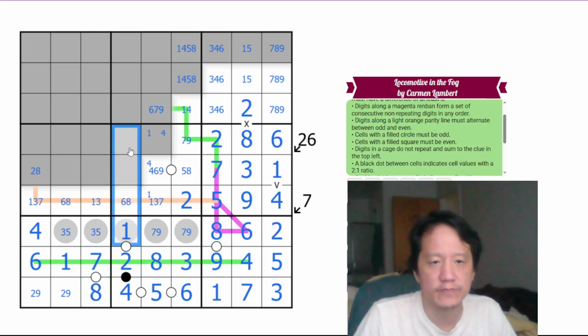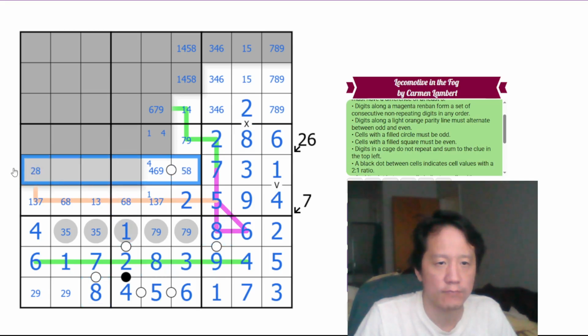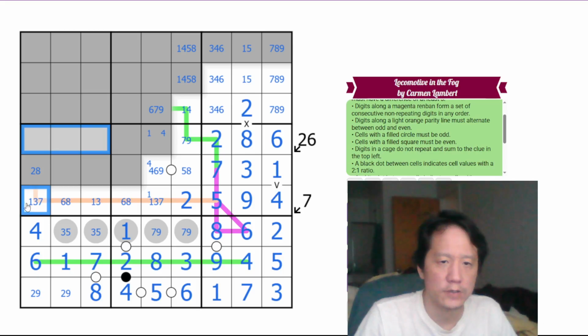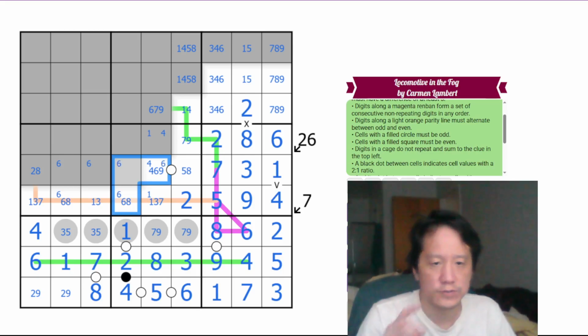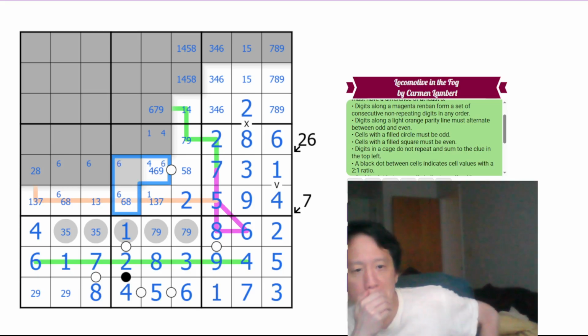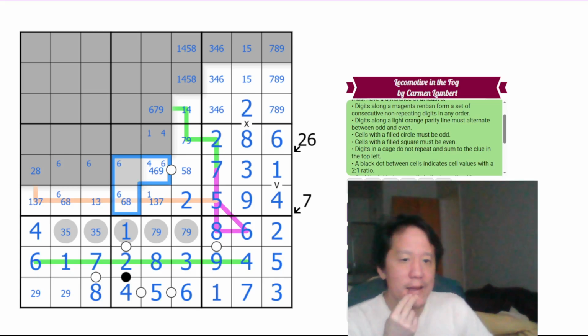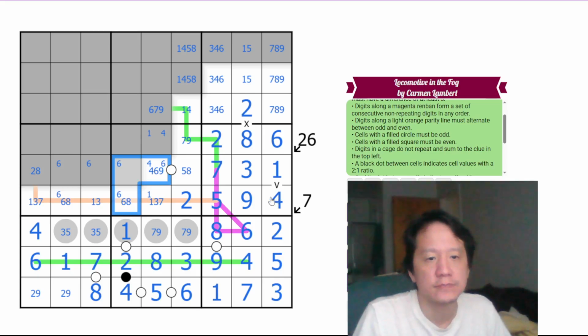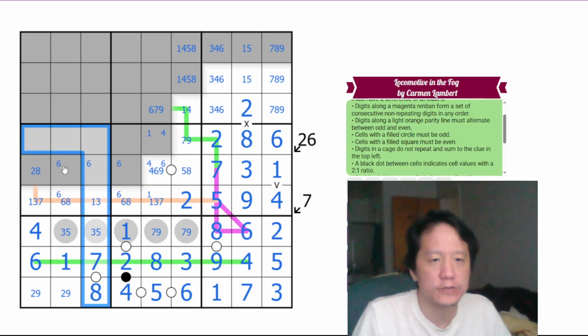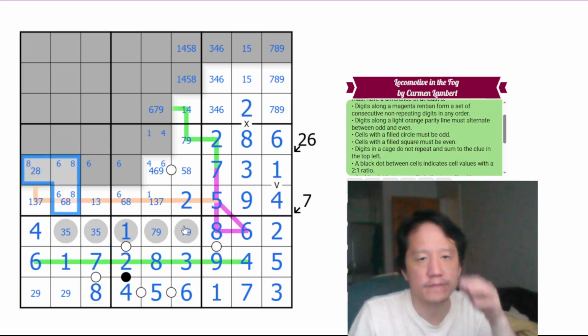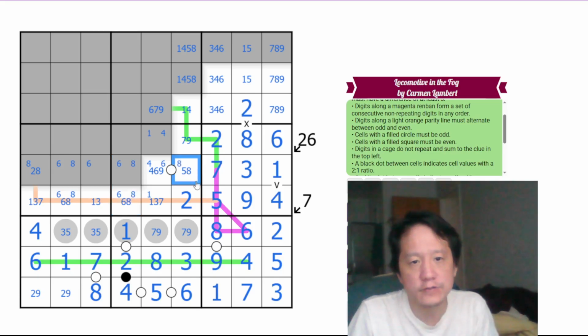What am I missing? 1 cannot be here or here. 6 cannot be here. It cannot be here. So 6 has to be one of these 3. Also, 6 has to be one of those 3 for the same reasoning. 8 cannot be here or here, so 8 has to be one of these three. 8 can be one of these three also.